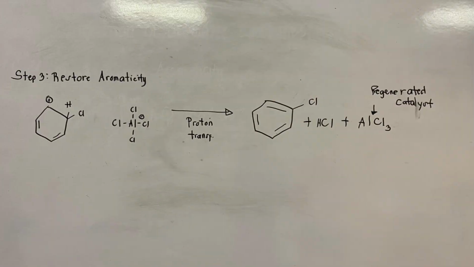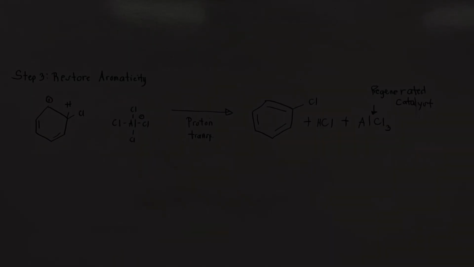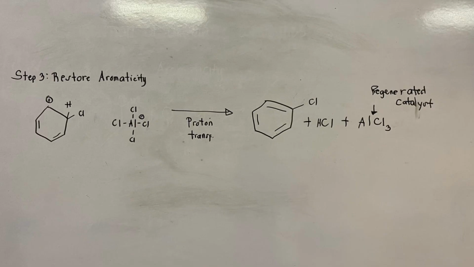And finally, we're going to restore the aromaticity by removing the proton from our carbocation intermediate, and as a conjugate base, we're going to use the leftover of our catalyst that now has an extra chlorine atom. That gives us the final product, chlorobenzene in this case, and the regenerated catalyst along with HCl, which is the co-product.